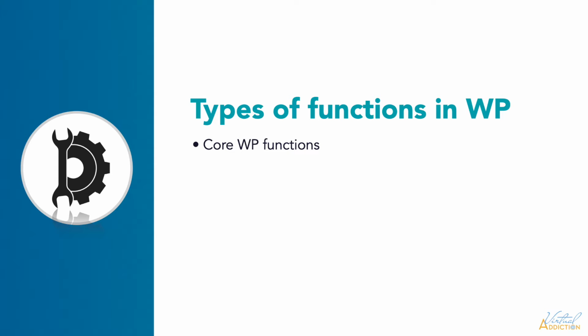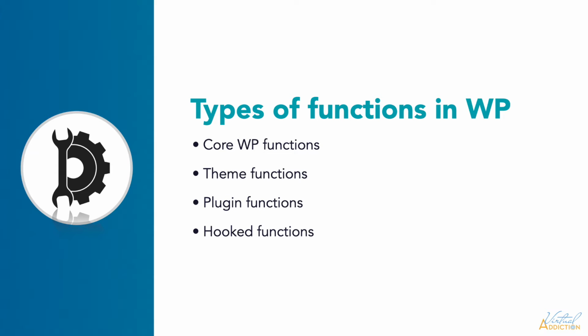We have the core WordPress functions. These are built-in functions that are provided by WordPress. We also have theme-related functions. These are custom functions that reside inside of the functions.php file of a theme. Plugin functions are custom functions inside of plugins that allow us to extend WordPress features. And finally, hooked functions are functions that are triggered by actions or filters.